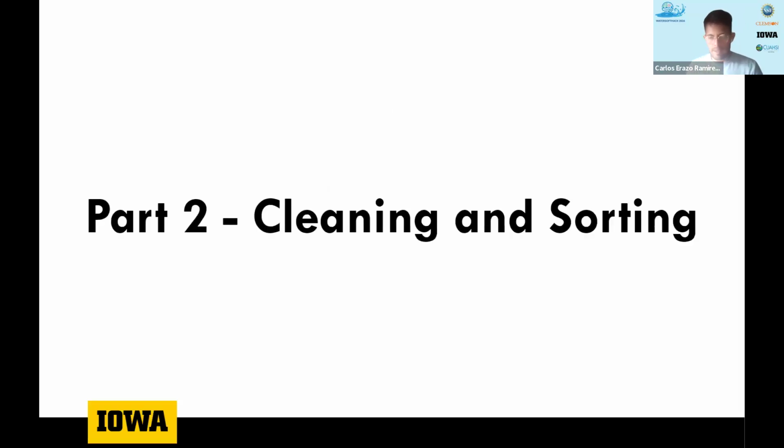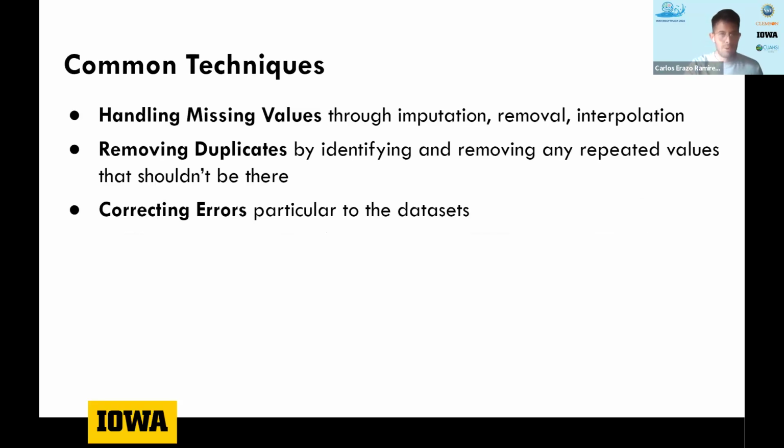So starting with the nuts and bolts of the whole process, we have cleaning and sorting. The process of cleaning and sorting involves different techniques. The first one is handling missing values through the methods of imputation, removal, and interpolation. Removing duplicates by identifying and removing any values that have been repeated that are not necessary. This part of removing duplicates is a little bit tricky, because how do you know that it's not a duplicate? How do you know that your data is simply just as it is?